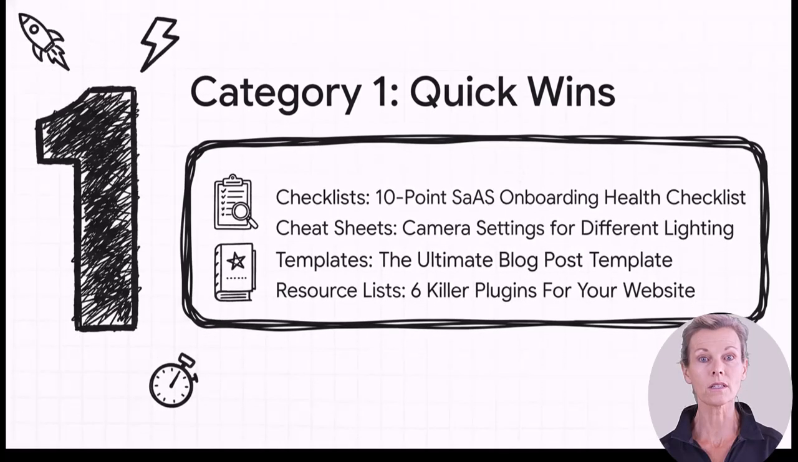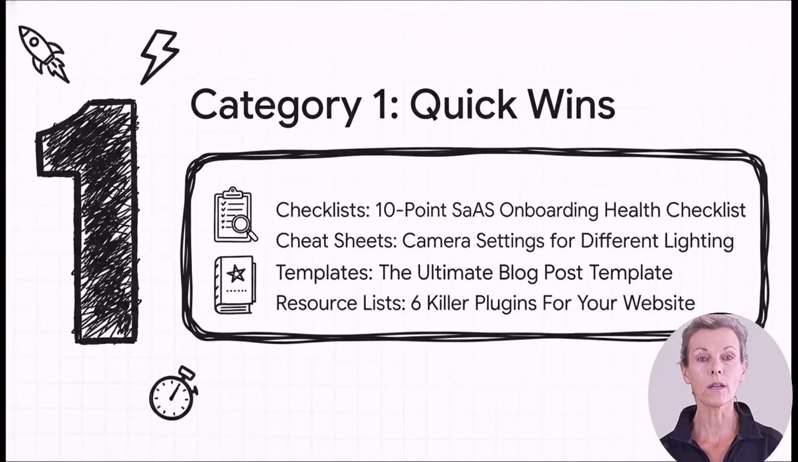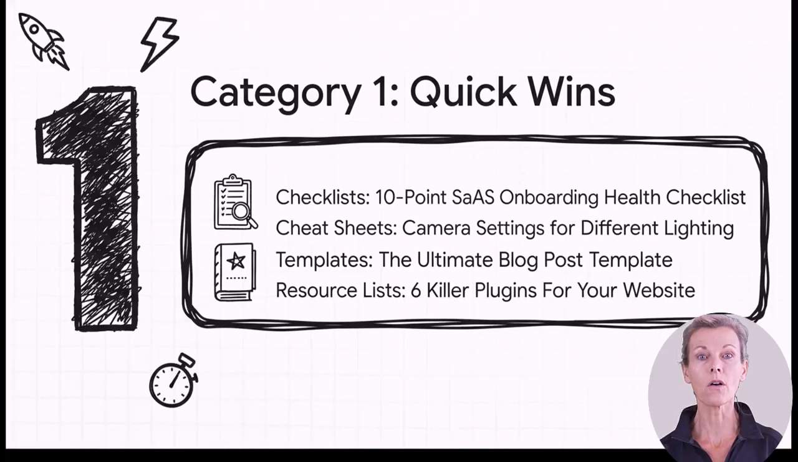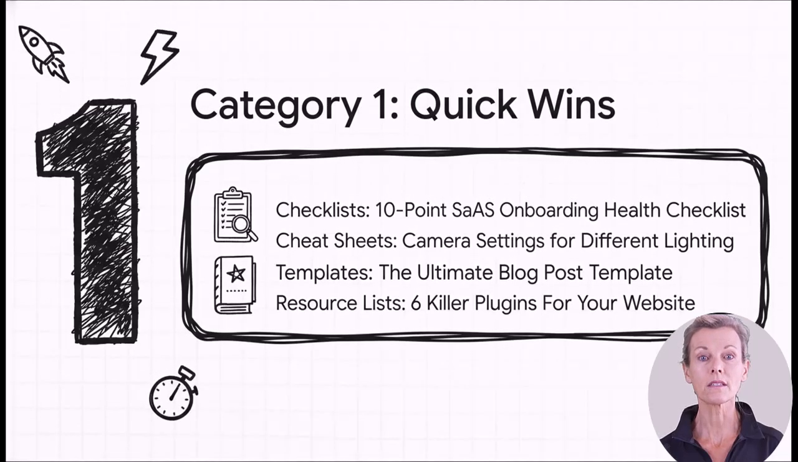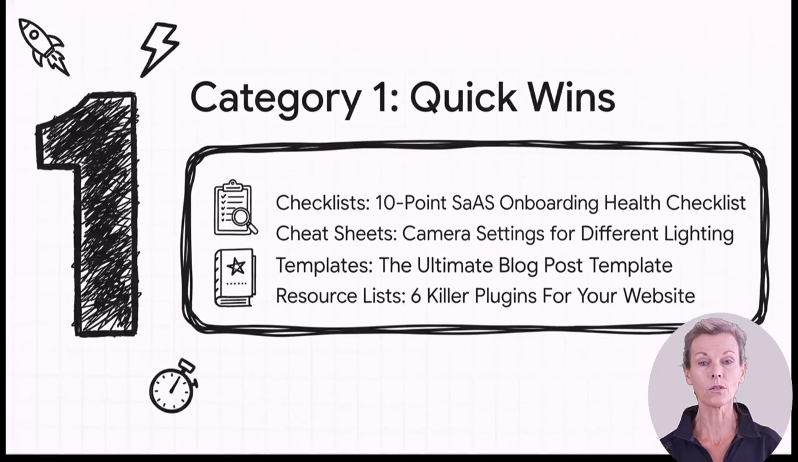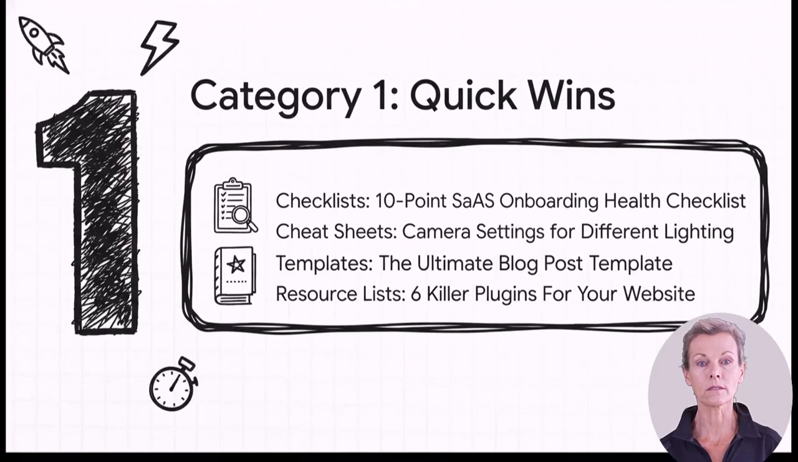Think of a simple checklist, a cheat sheet that makes a complex process way easier, a template they can use right away, or a curated list of resources that saves them hours of digging around. The value here is all about speed and convenience.